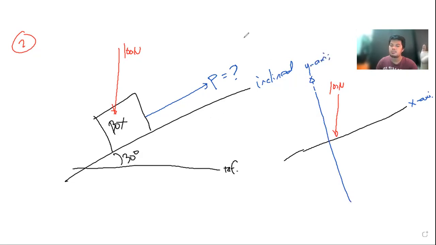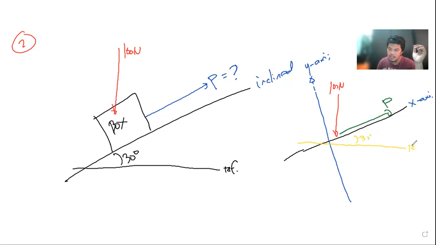Such that the force P, take note, this one, is the component of the 100 Newton force along the imaginary x-axis. So this would be the force P. And if you take a look at this one, the 100 Newton is acting at an angle of, take note, the reference, so let us say this is the reference line, if this is 30 degrees.